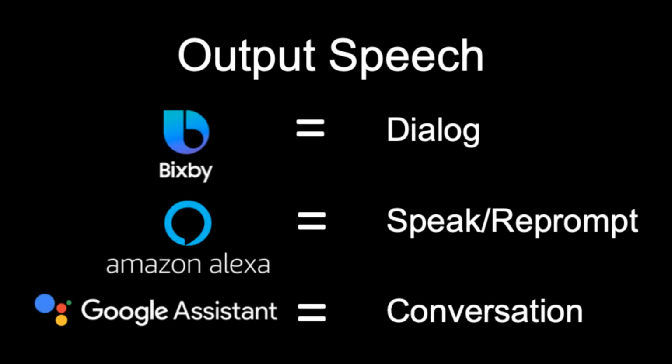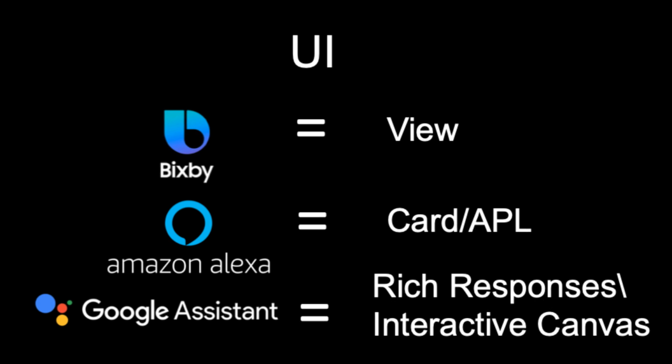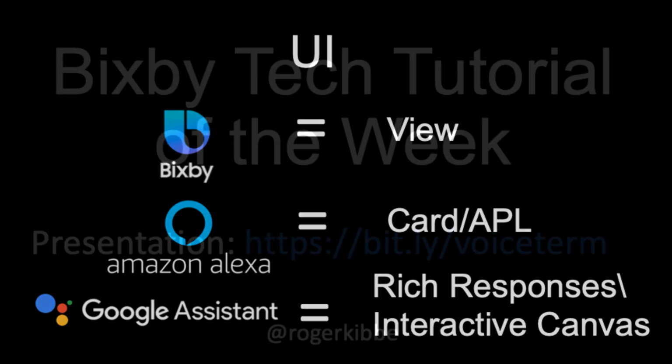Your output speech. Bixby calls this a dialogue. Alexa calls it speak or reprompt inside of your code. And in Google Assistant, in your code, you set up a conversation. Your UI. Bixby calls this a view. With Alexa, you're going to use a card or APL. With Google Assistant, you're going to use rich responses or interactive canvas.